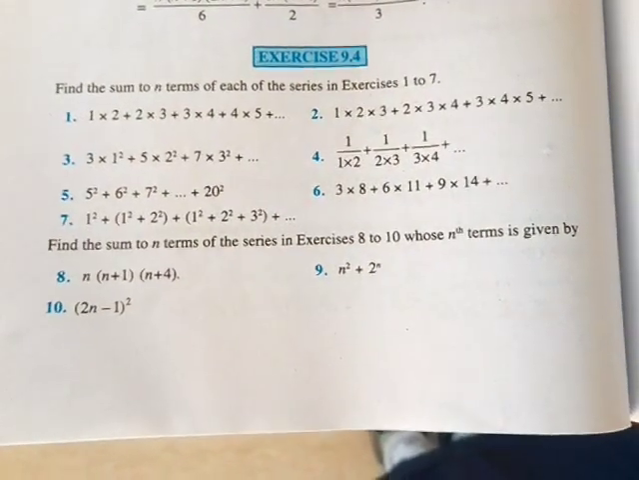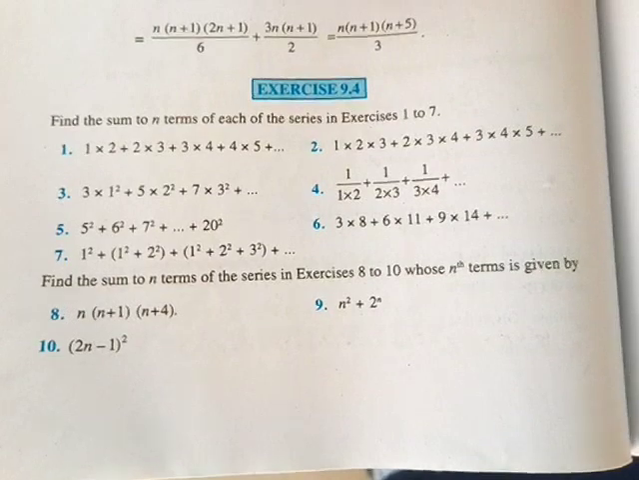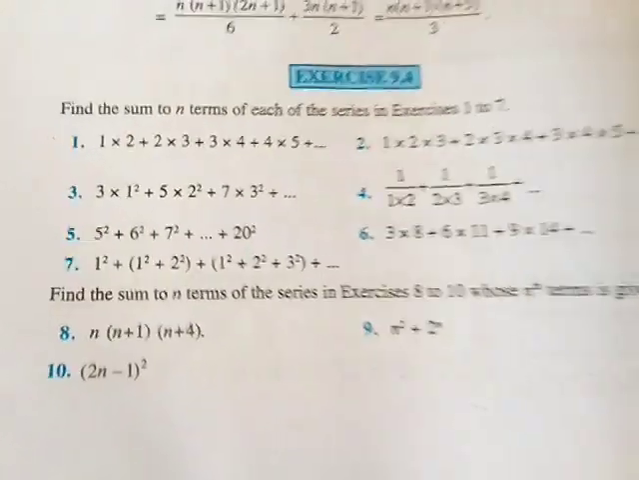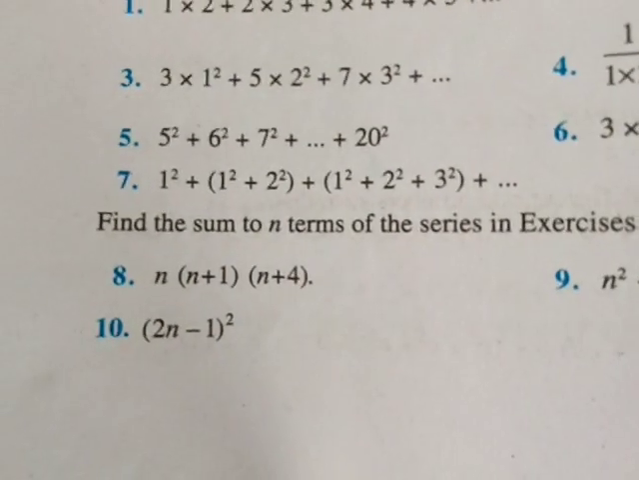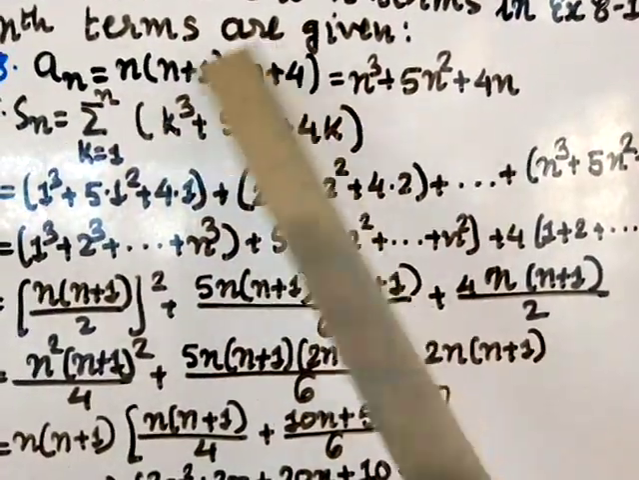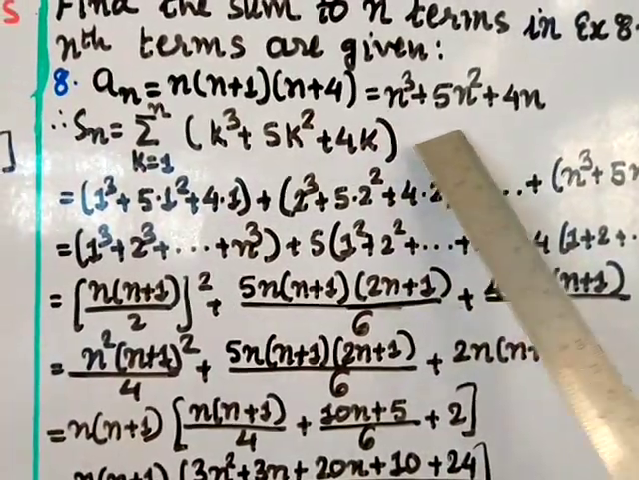Find the sum to n terms of the series in exercises 8 to 10 whose nth term is given. Question number 8: n into (n plus 1) into (n plus 4). So we are given a_n equal to n into (n plus 1)(n plus 4). Okay, multiply inside. So these 3 terms if you multiply you get n cube plus 5n square plus 4n.